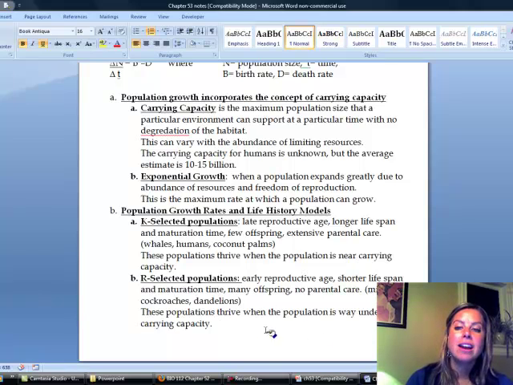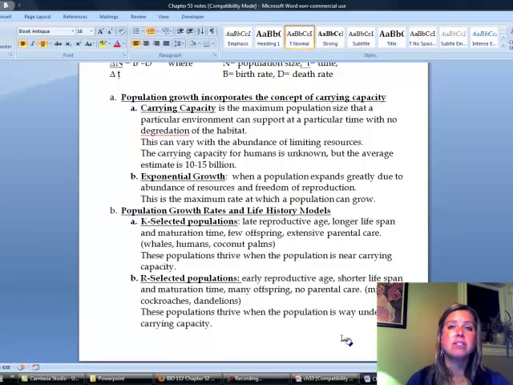Then on the other end of that, we have our R-selected populations. R-selected populations are going to have a very early reproductive age, so like right out of the womb, they're reproducing. Shorter lifespan, maturation time is shorter, lots and lots of offspring, and little to no parental care. Examples would be mice, cockroaches, dandelions, those types of things.